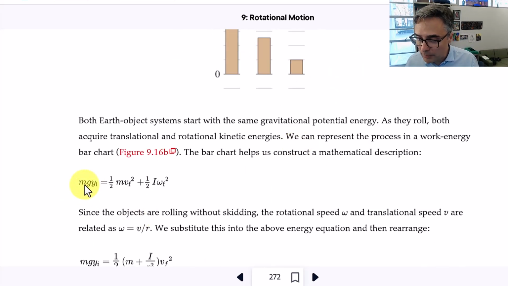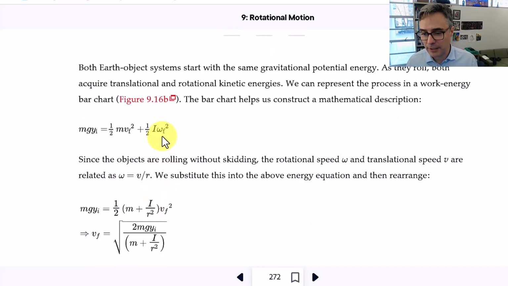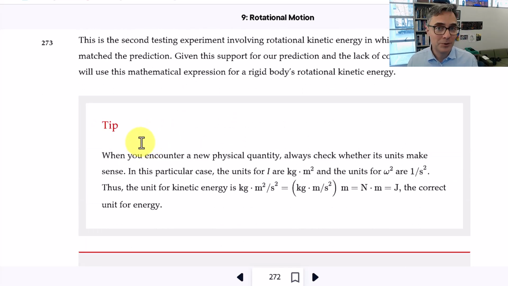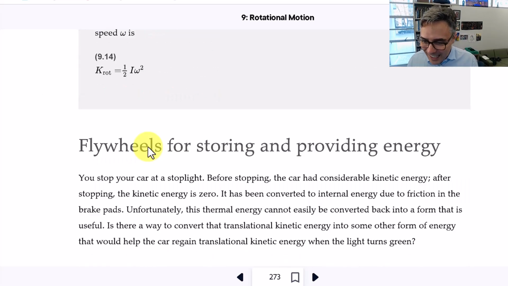So the equation you end up with is mgy initial, plus all those zeros, is equal to the mgy final, which is 0, plus 1/2 mv squared, where v is v final, plus 1/2 I omega squared, where omega is omega final. So there's a lot of equations there. We'll do a demonstration of that in class.